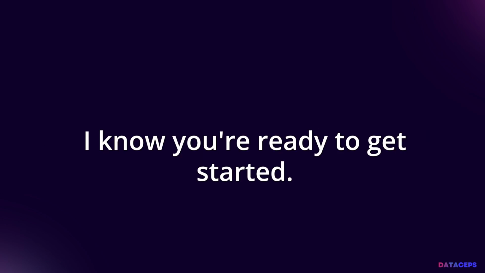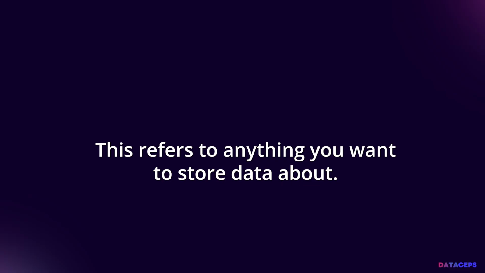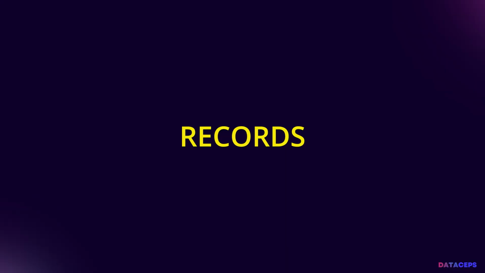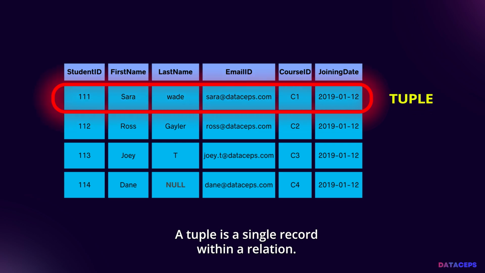I know you're ready to get started, so without further delay, let's dive right into the key terms of the relational model. Entity. This refers to anything you want to store data about. It could be a person, a product, a company, or anything else. Records. Records are the actual data or information associated with an entity. Tuple. A tuple is a single record within a relation.